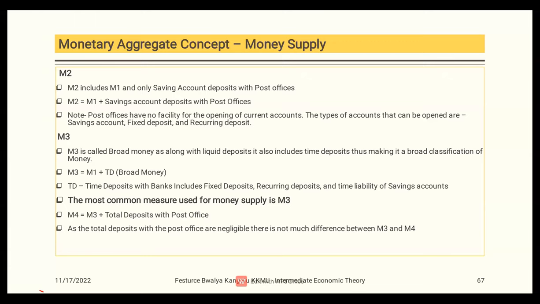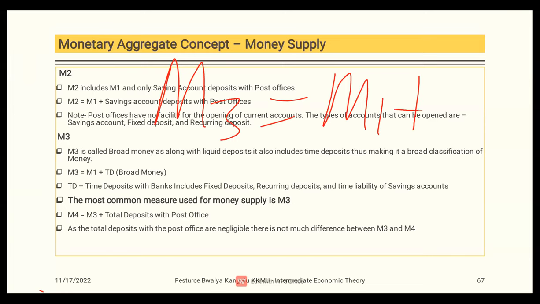And money three is called the broad money. This one is really broad. Money three is equal to money one plus money two, plus TD, the time deposits in the banks. And this includes the fixed deposit, recurring deposit, and the time liabilities of savings accounts. Everything put together. It's broad.